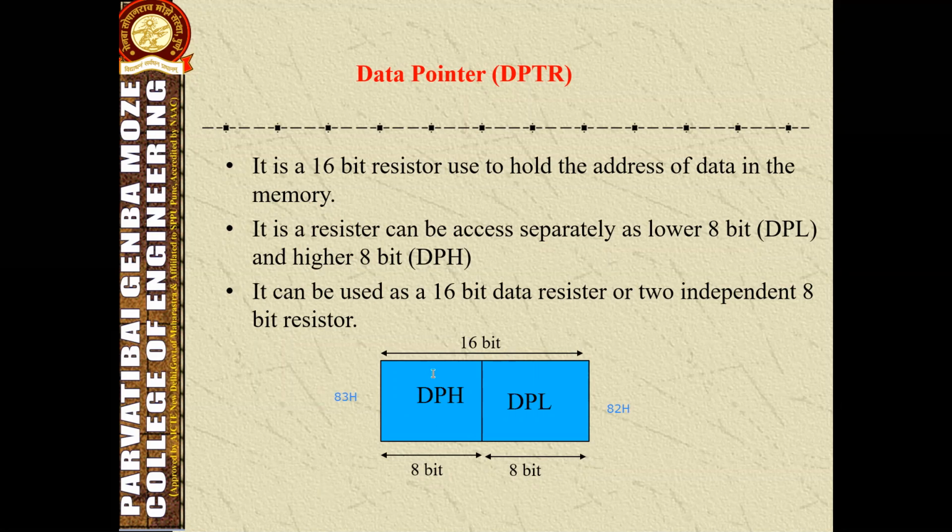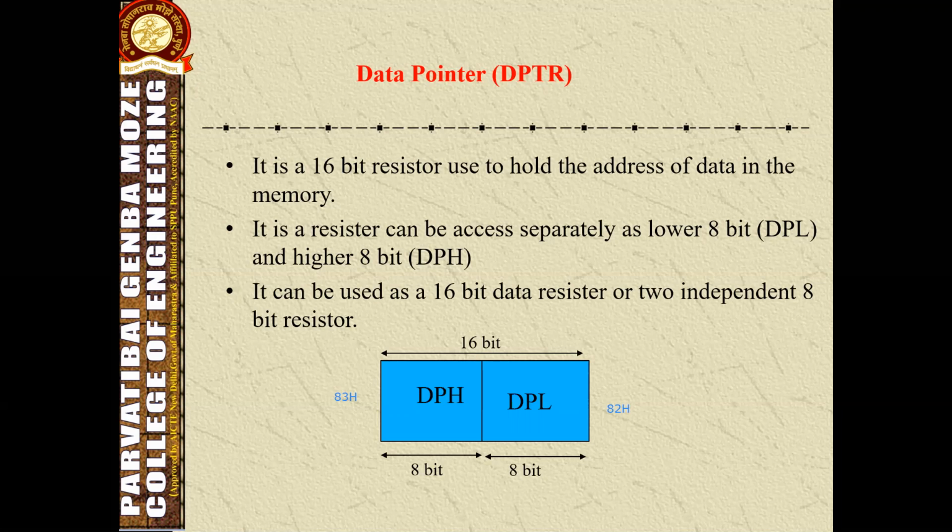Here in this figure, we can see the data pointer is split and used as two 8-bit registers. The lower byte of the data address is held in DPL, and the higher byte of the data address can be stored in the DPH part. The addresses of these two are mentioned beside the diagram. The data pointer does not have a single internal address. Instead, DPL and DPH are each assigned a separate address.